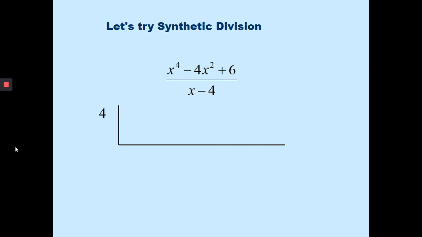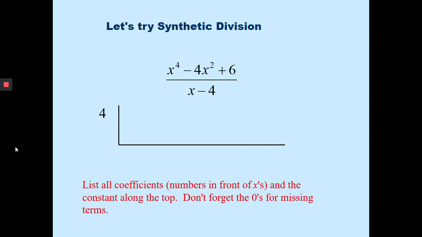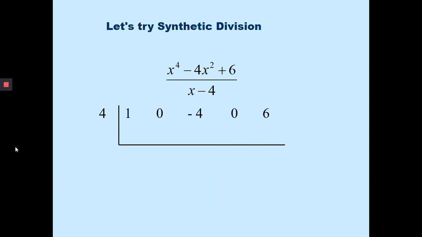Now, the second step is we are going to write the constant values that should go on the inside. So we have 1, 0, -4, 0, and 6. Now you may be wondering, why do we have zeros?